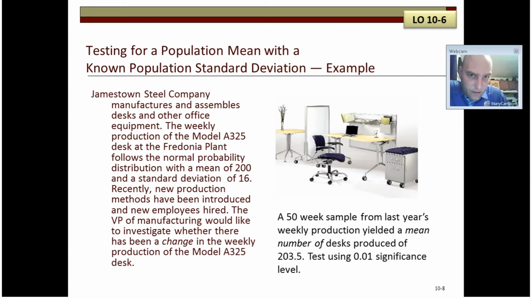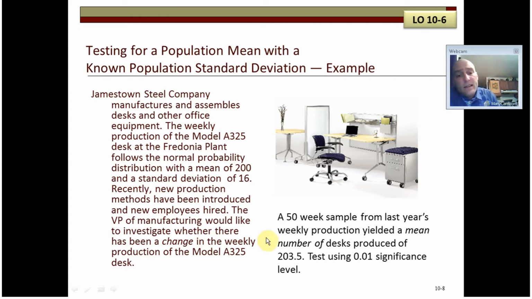This question illustrates one of the interesting points about hypotheses, at least in terms of their direction. It's very easy to recognize a directional hypothesis because it will say something like less than, more than, greater than, fewer than. It'll give you a direction. Here, the way this is stated, it just says the VP would like to know whether or not there has been a change. It could be more, it could be less. The VP just wants to know whether all the changing of people and procedures actually changed the number of desks produced.